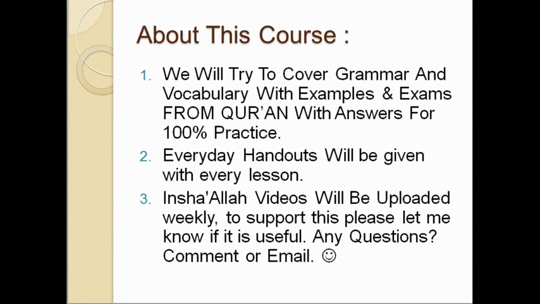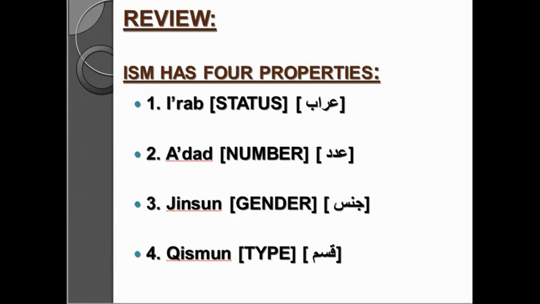Let's begin, and let's give a little review on what we did. We did ism, and we learned about the four properties it has: irab, adad, jinsun, kismun. Please forgive my budgies; they're kind of noisy.